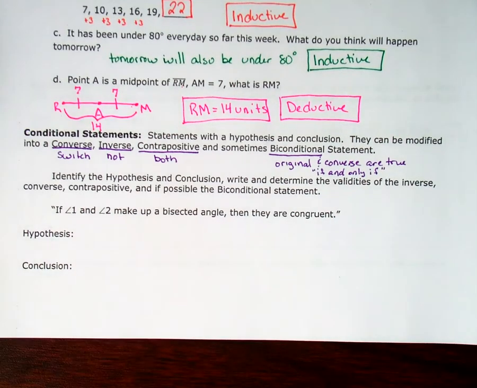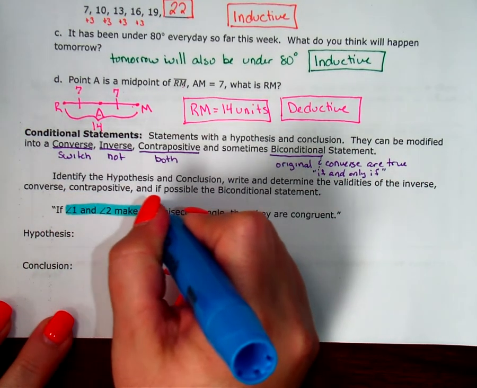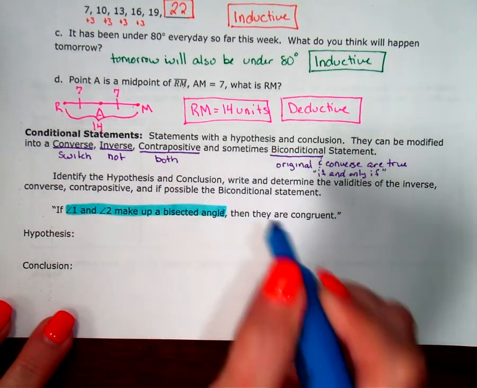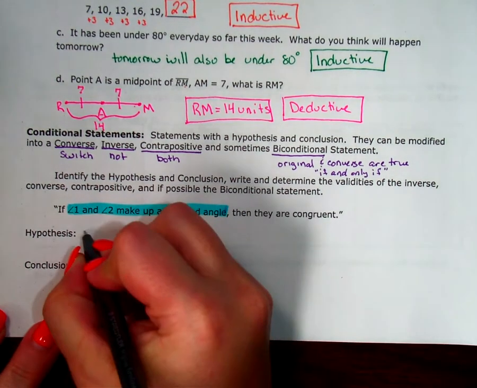Okay? So we're going to identify the hypothesis and conclusion, and then we're going to write and determine the validities of the inverse, the converse, the contrapositive, and if possible, the biconditional statement. All right, so when I look at this statement, the hypothesis is always after the word if. It does not include the word if. It's everything after the word if, but before the word then. So my hypothesis is angle 1 and angle 2 make up a bisected angle.